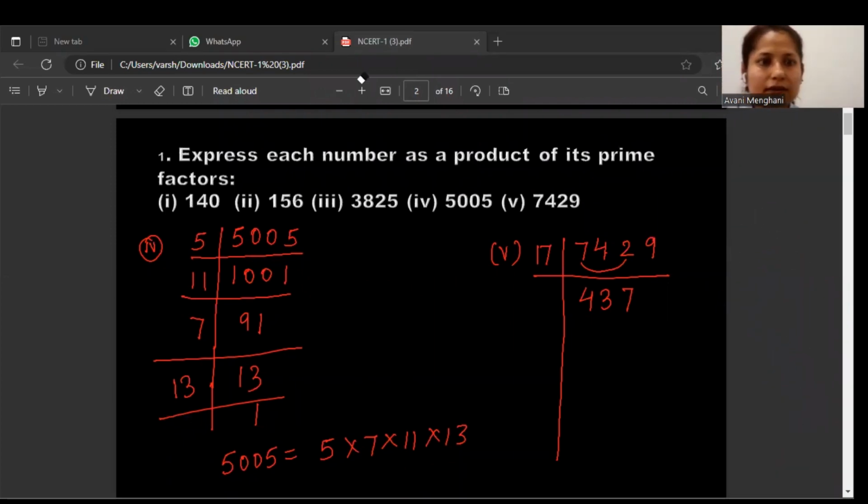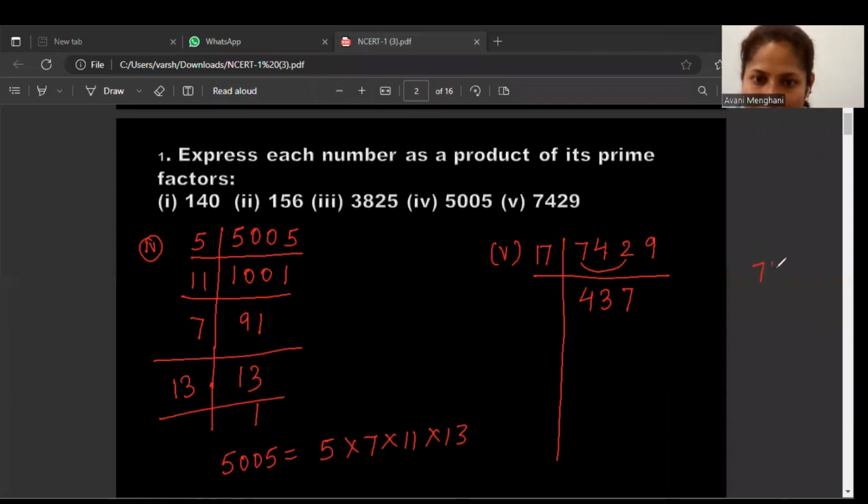Now 437. Let's check again by 17. So 17 times 2 is 34. 43 minus 34 is 9, 97. No, so not by 17. Now we should come directly to 23.